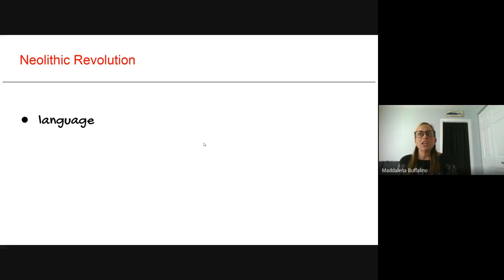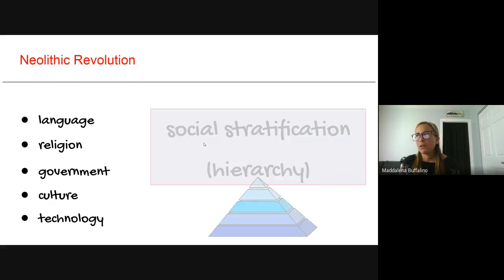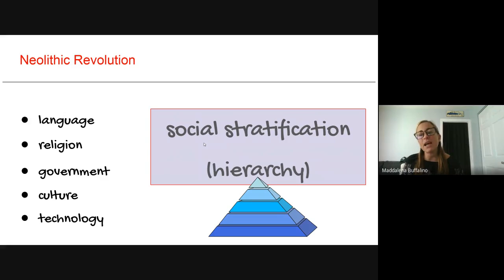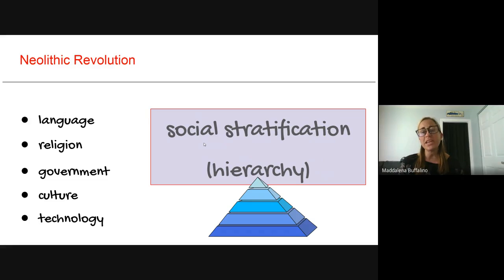Out of the Neolithic Revolution, this is really why it's super important, is because they settle down, they say, hey, wait a minute, we have time for more things. So we have time to develop language and writing. We have time to develop religion, government, culture, technology. But one of the downsides is social hierarchy or social stratification is going to develop. That's your social pyramid. So whereas everyone was pretty much equal in those small little tribe clans, now we have differentiation.